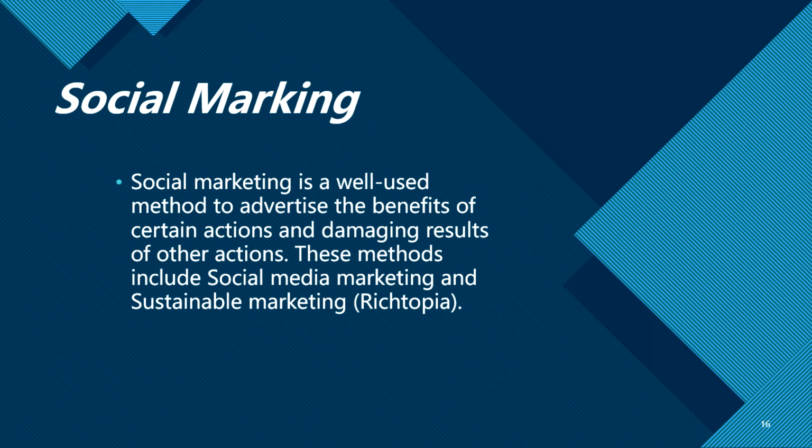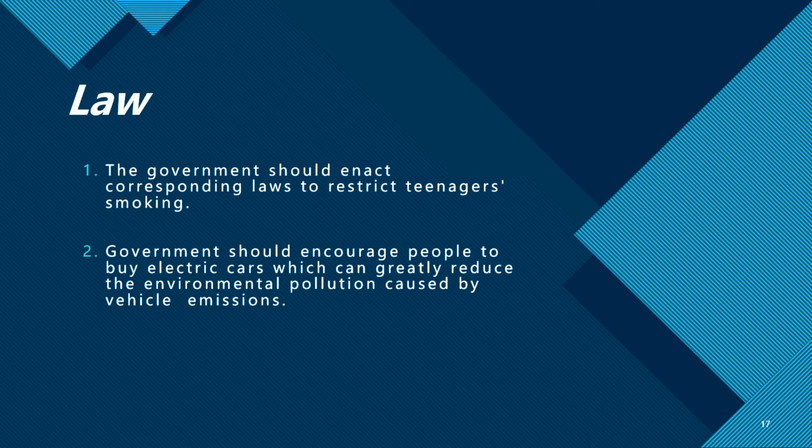Social marketing. Social marketing is a well-used method to advertise the benefits of certain actions and the damaging results of others. These methods include social media marketing and sustainable marketing. In Vietnam, people can easily buy cigarettes in restaurants or stores. The government should enact corresponding laws to restrict teenage smoking. If teenagers are found buying cigarettes in shops, they could be fined and recorded to avoid their next offense.